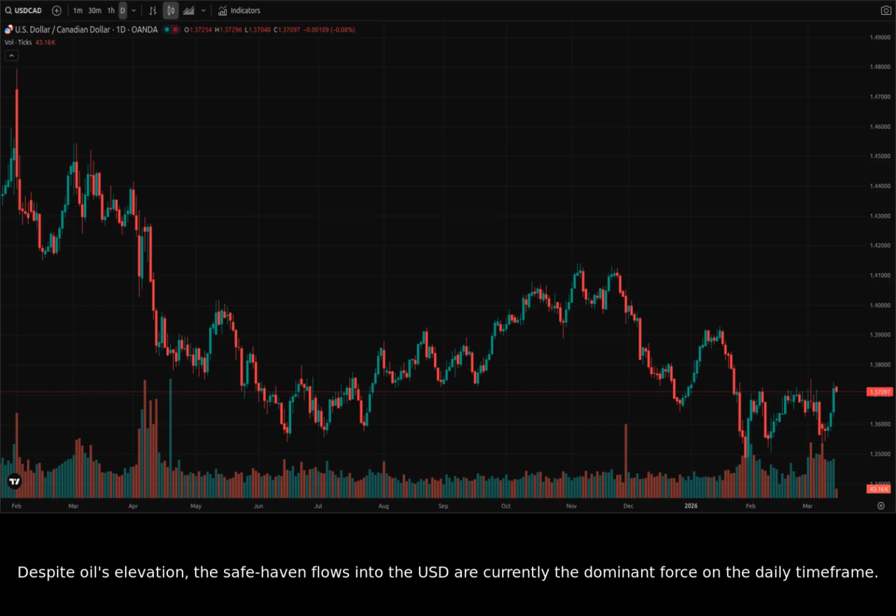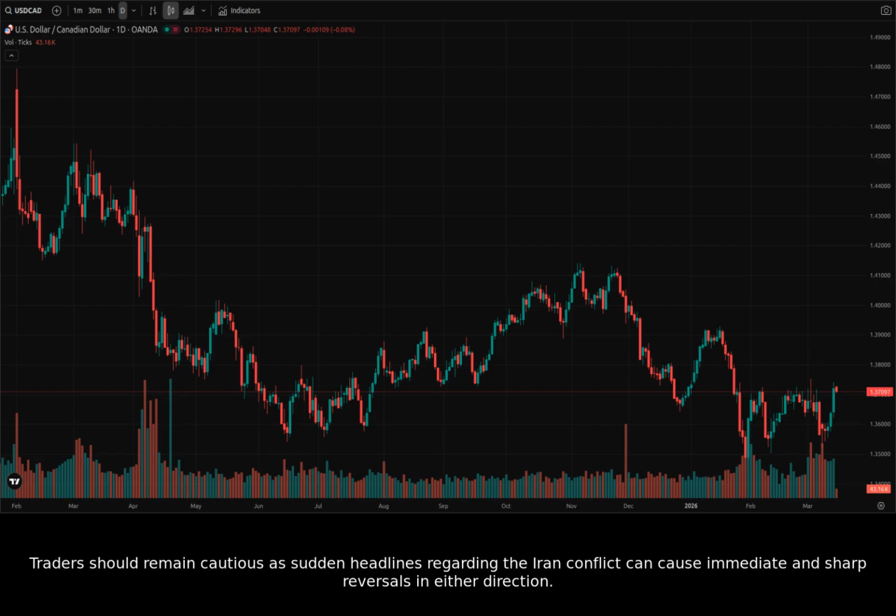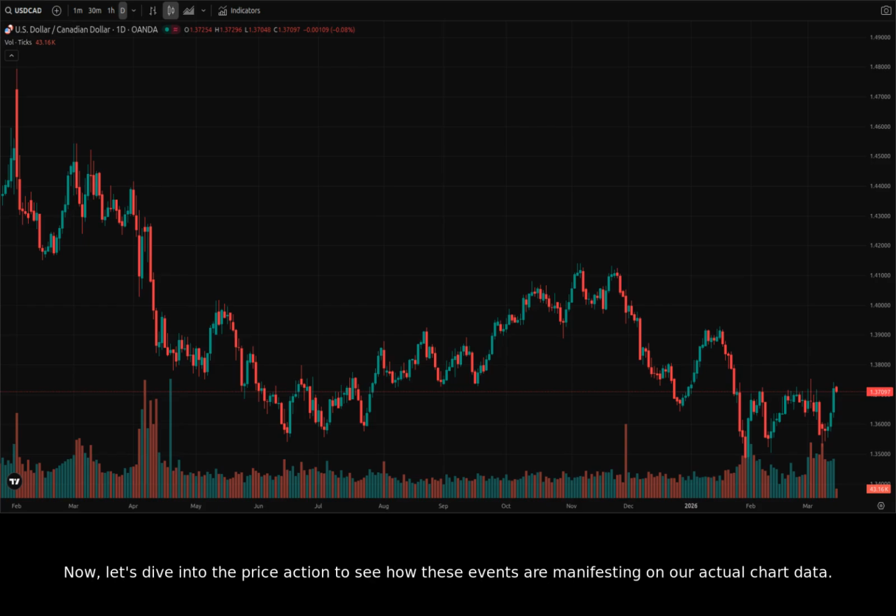Despite oil's elevation, the safe haven flows into the USD are currently the dominant force on the daily time frame. Traders should remain cautious as sudden headlines regarding the Iran conflict can cause immediate and sharp reversals in either direction. Now, let's dive into the price action to see how these events are manifesting on our actual chart data.